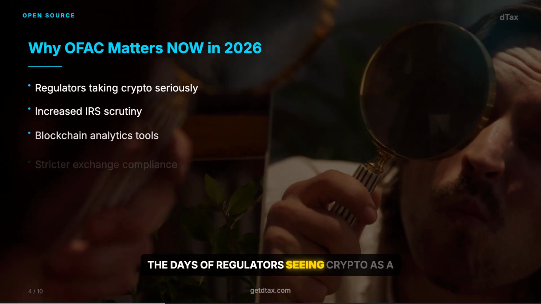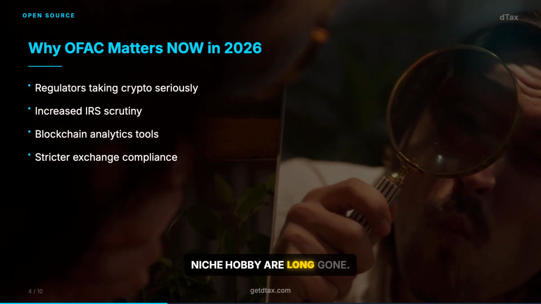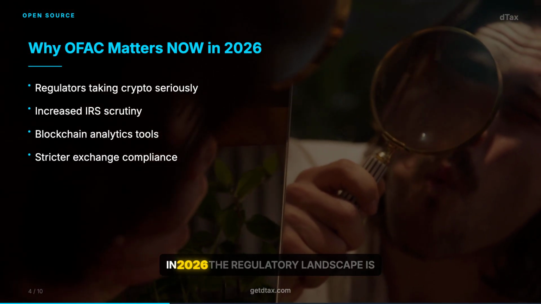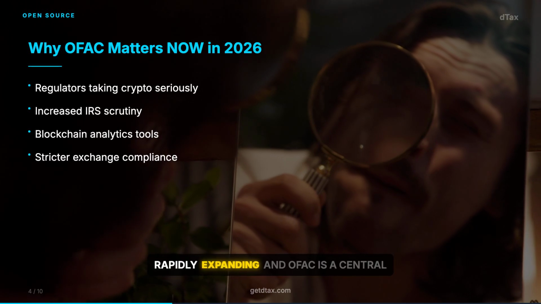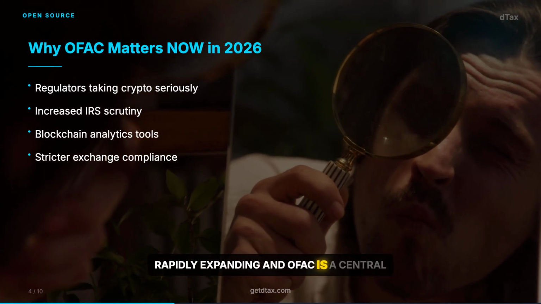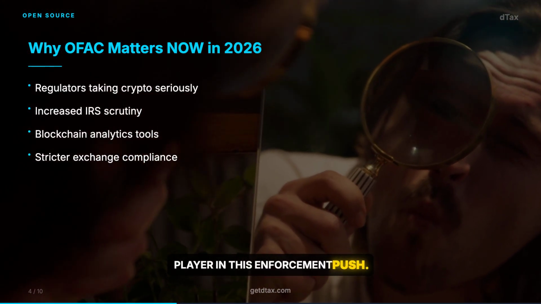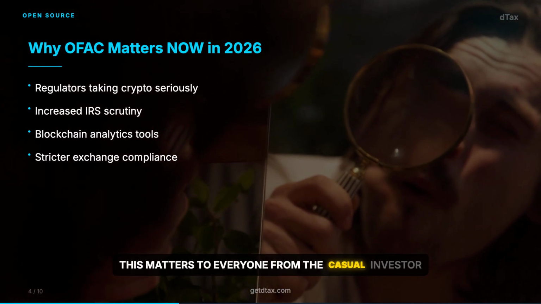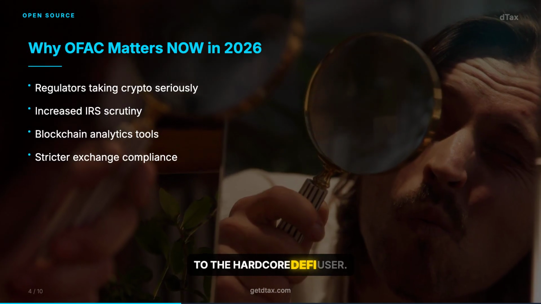The days of regulators seeing crypto as a niche hobby are long gone. In 2026, the regulatory landscape is rapidly expanding, and OFAC is a central player in this enforcement push. This matters to everyone, from the casual investor to the hardcore DeFi user.